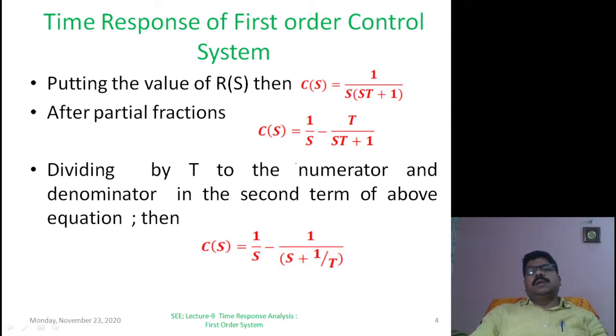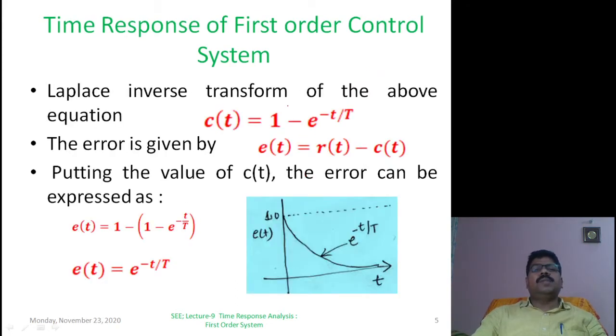This expression can further be written as 1 by s, and in the second term, if we divide the numerator and denominator by T, the second term can be written as 1 upon s plus 1 by T. So on Laplace inversion, C(t) equals, since 1 upon s can be represented by 1 unit, and 1 upon s plus 1 by T can be represented as e to the power minus t by capital T, 1 minus e to the power minus t by capital T.